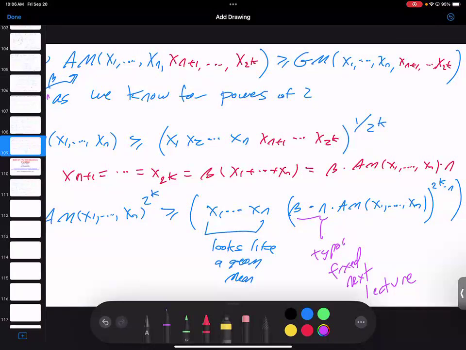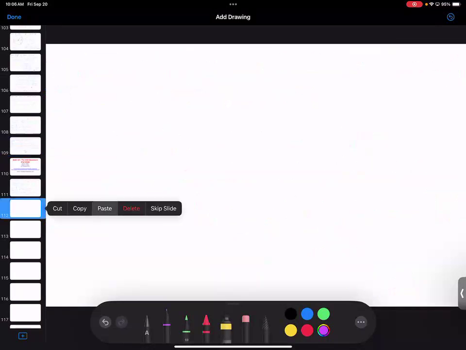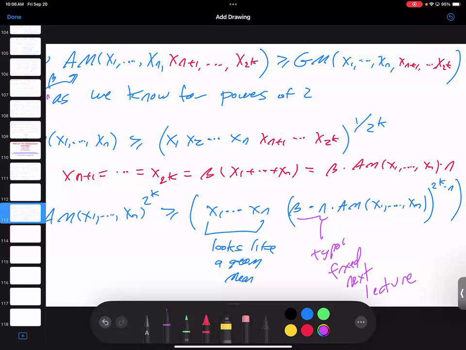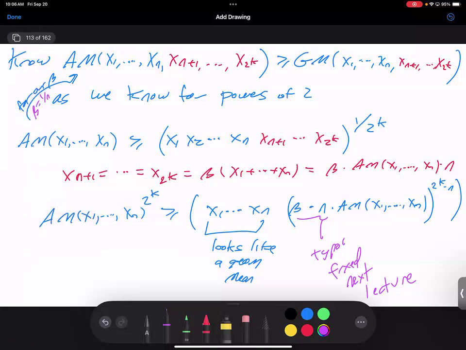Let me see if I can just copy the slide. All right, so I was able to copy the slide, but put it in the wrong spot. I'll fix that later. Not a big deal. Okay, so this is just going to equal 1.